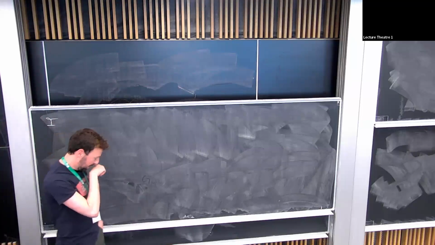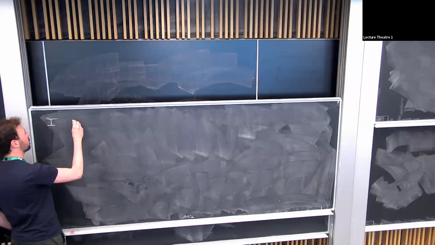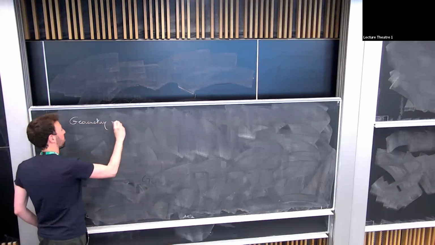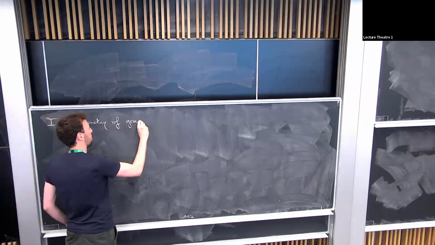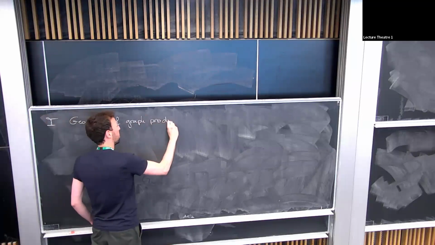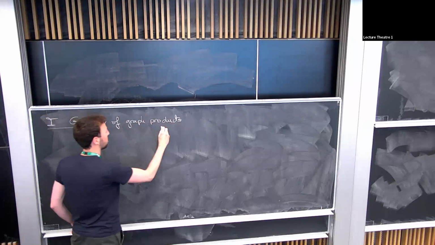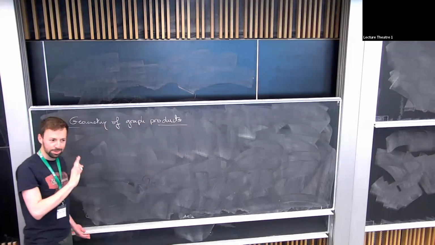So I'm going to start by talking a bit about the geometry of some graph products of groups. And to keep up with the tradition that has been introduced this morning, I'm going to use completely different notation.